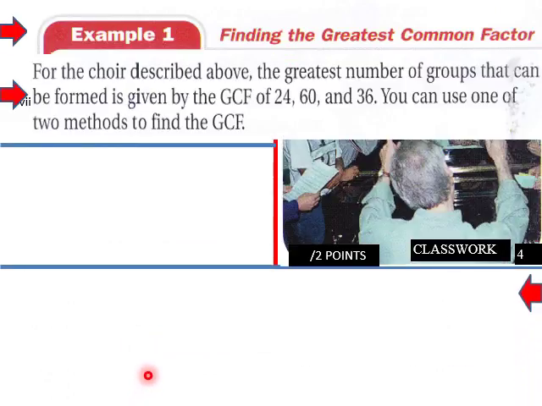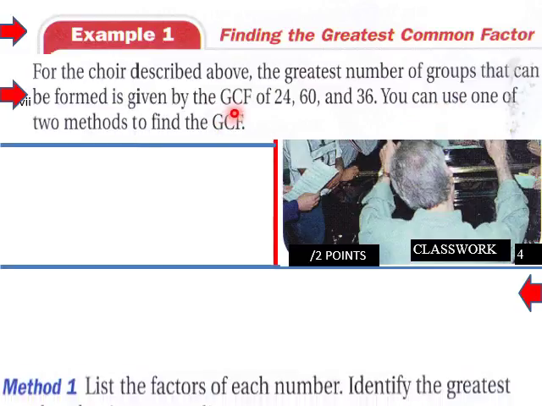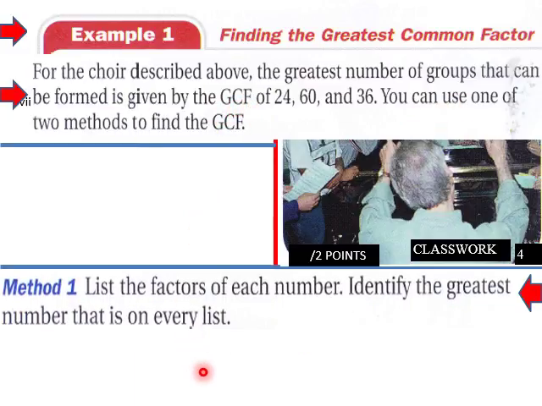Okay, getting back to that problem. For the choir problem, the greatest number of groups that can be formed is the GCF of 24, 60, and 36, so we can form the greatest number of choir groups. You can use one of 2 methods to find the GCF. List the factors of each number, and identify the greatest number that is on every list.